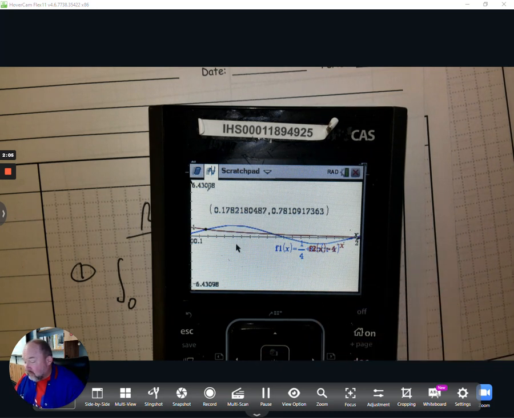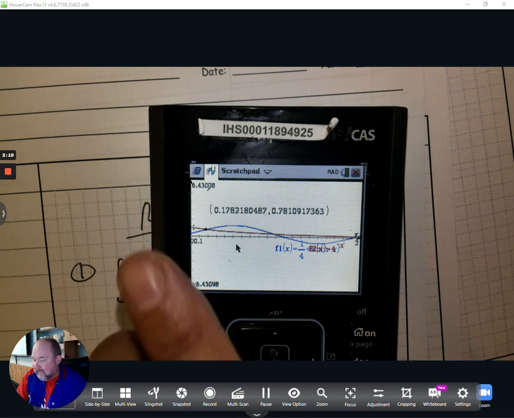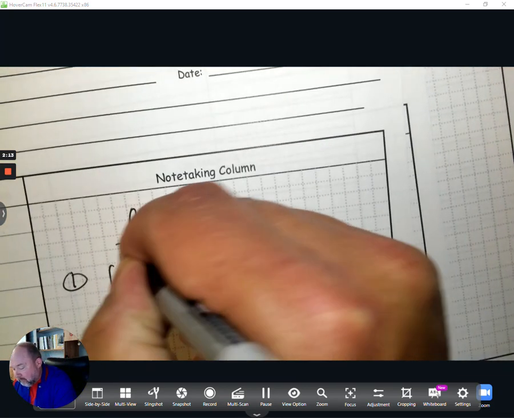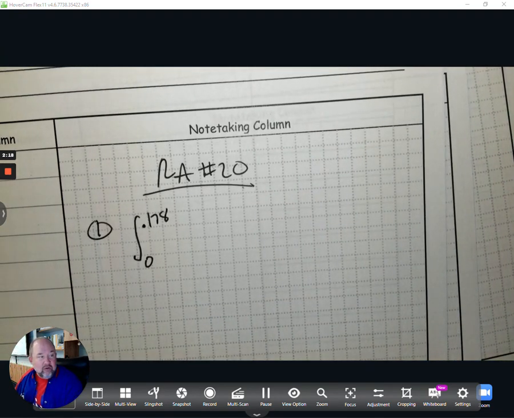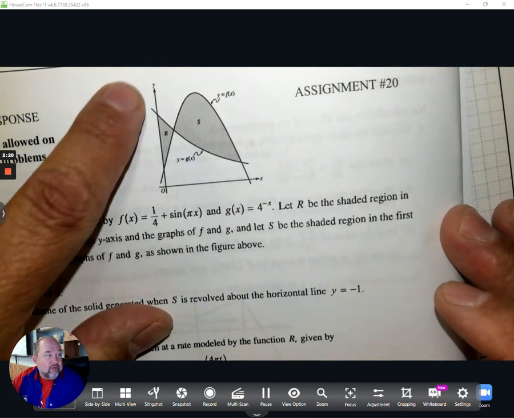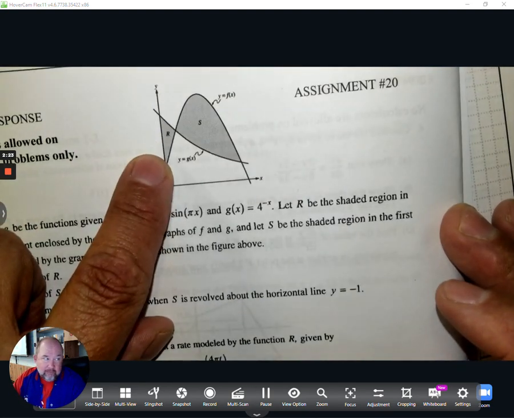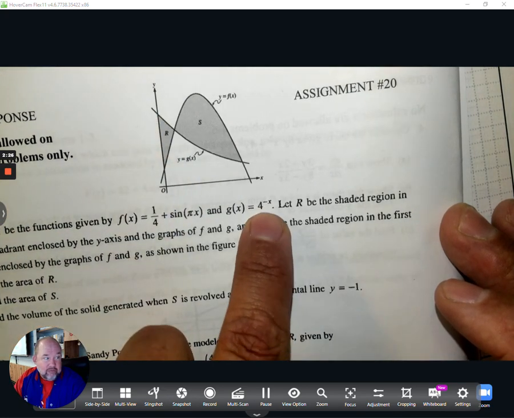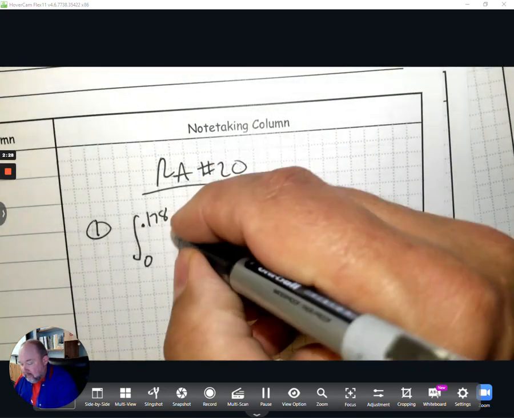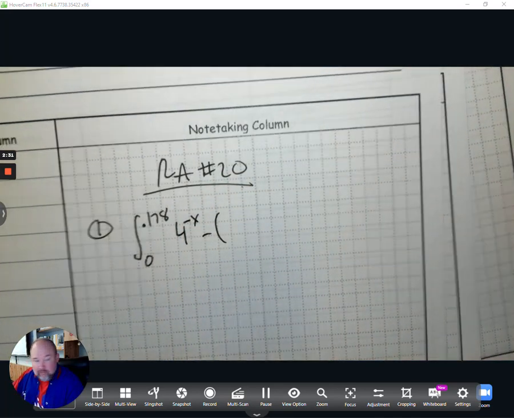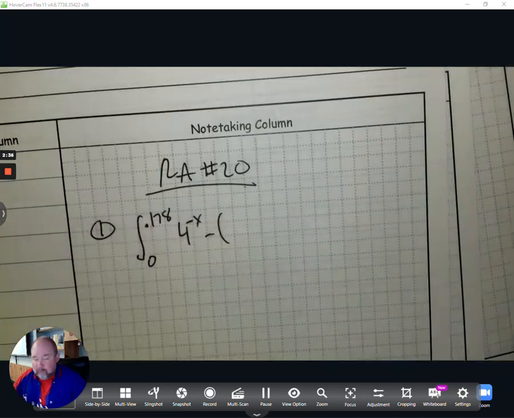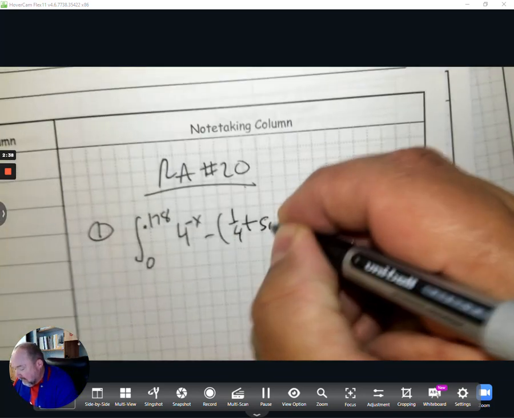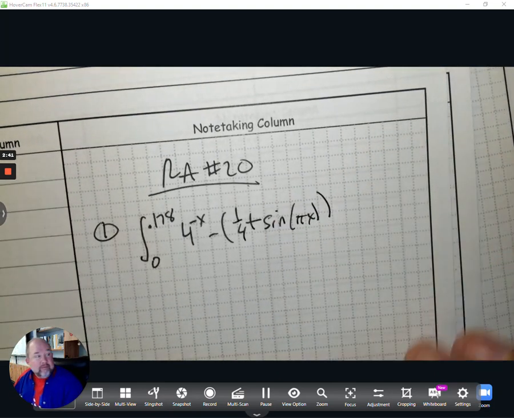So, what is the x-coordinate of that point of intersection? And the answer is 0.178. So this is going to go from here to 0.178, and then it's top subtract bottom. So I want you to look carefully at the curve. Which curve is on top, and which one's on the bottom? On top is 4 to the exponent negative x, subtract what's on the bottom, the longer trig one, 1/4 plus sine pi x. All right.